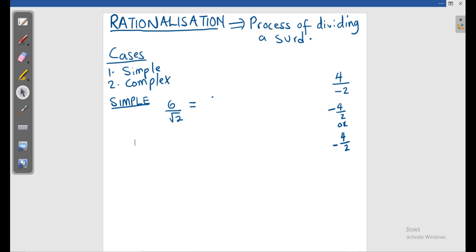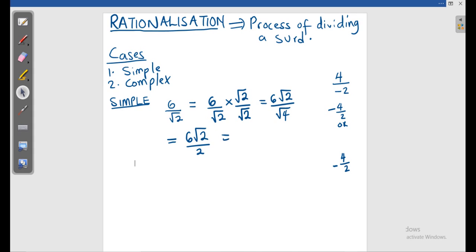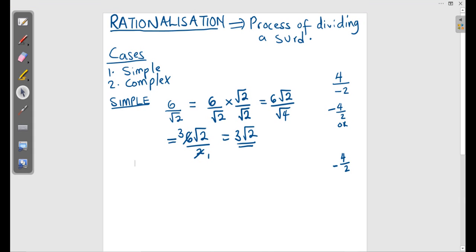In this simple case, all you do is multiply the given surd by the denominator. The denominator is root 2, so I will multiply 6 over root 2 by root 2 over root 2, and that gives me 6 root 2 divided by root 4. The square root of 4 is 2, and you can do 2 here 1, 2 here 3 to make the result 3 root 2. This is the process of dividing a simple surd.